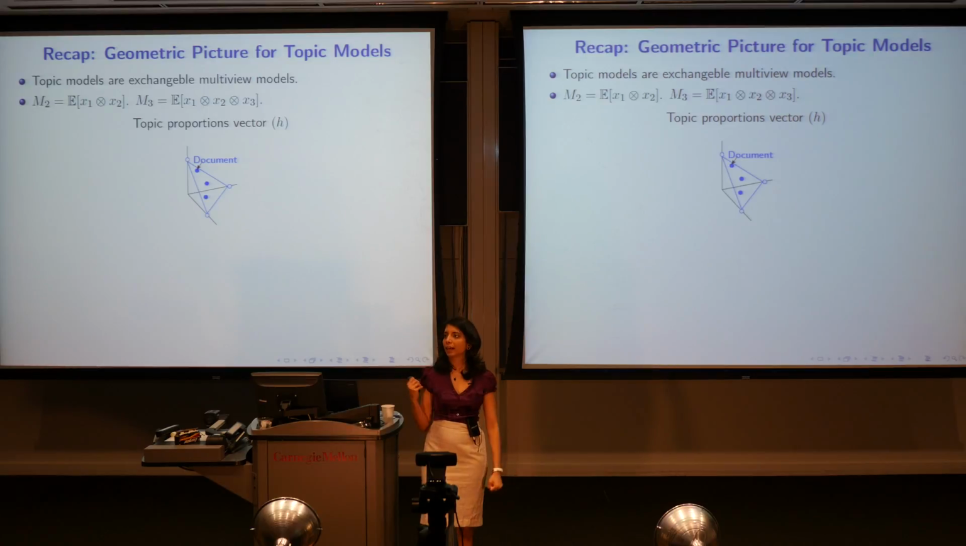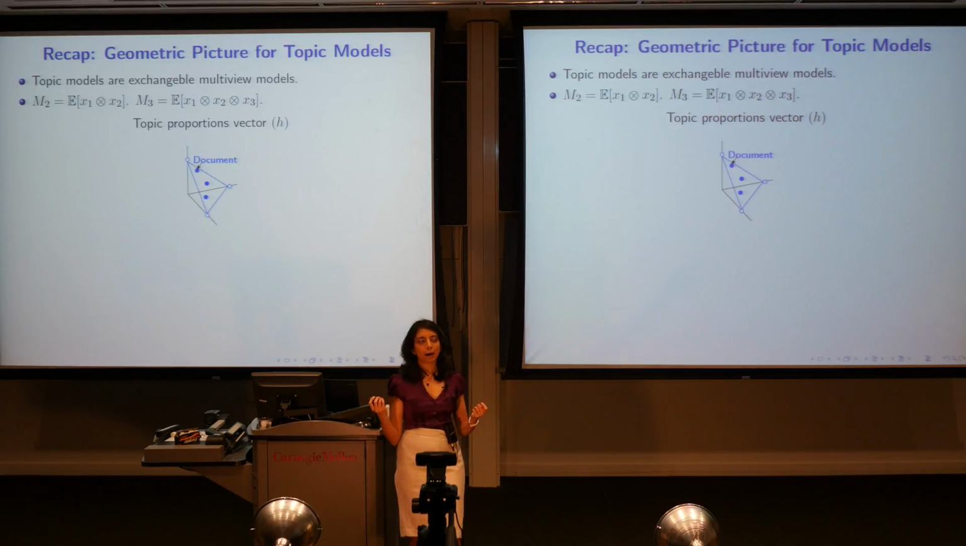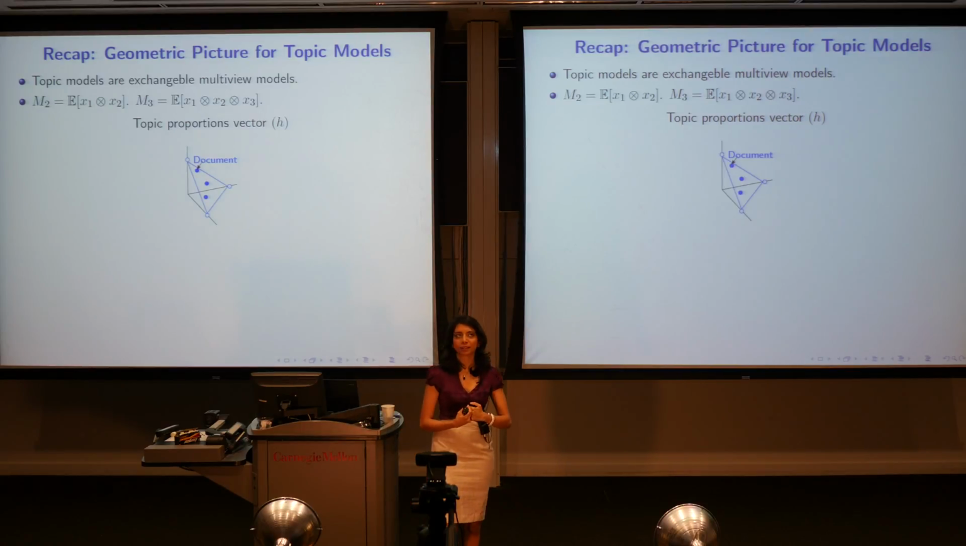We'll see today that we have to modify these moments when we have a mixture of different topics in a document. And the way to view it is that this latent variable H now represents the proportions of different topics in a document. So you can think of a document as 50% politics, maybe 50% foreign relations. It may talk about both these topics. In that case, it's still part of the simplex, but somewhere in the interior.